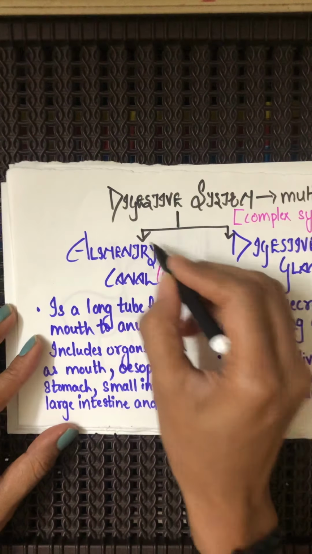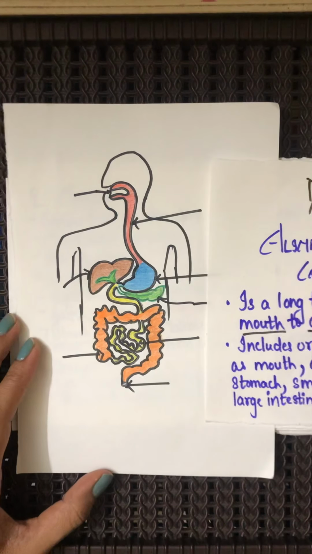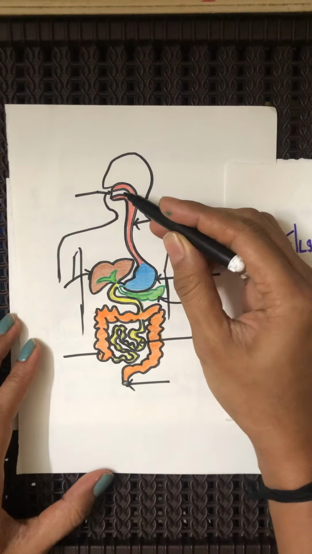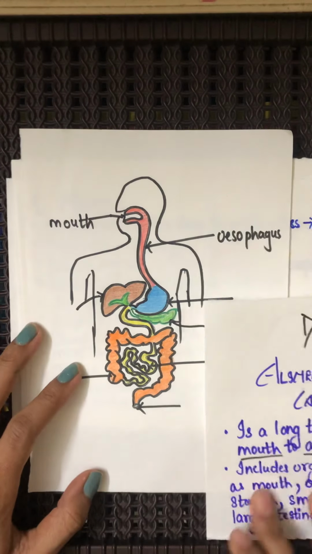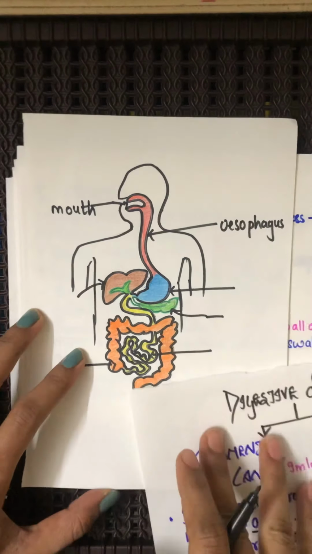So talking about this alimentary canal, if we look at this diagram, can you see the alimentary canal that runs from the very first organ, the mouth? Moving ahead, the mouth leads to a tube-like structure which is nothing but the esophagus. Then the esophagus leads to what is termed the stomach.